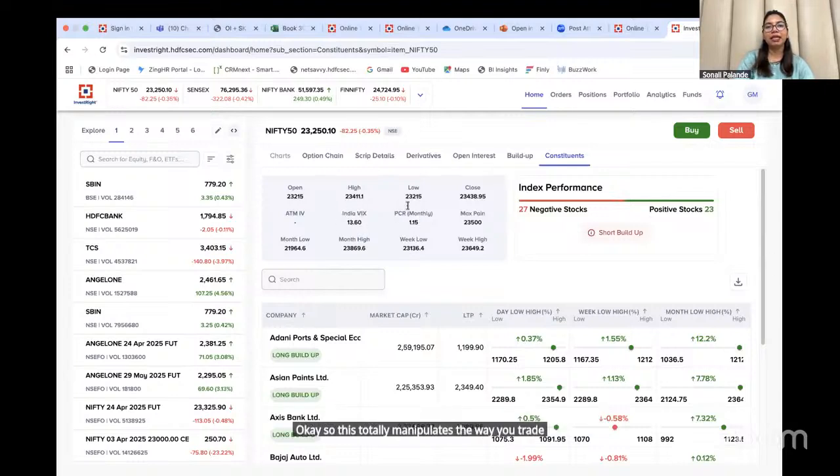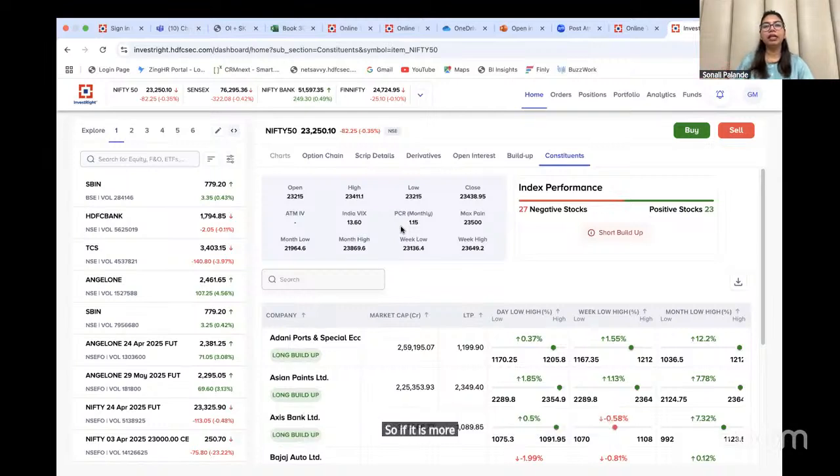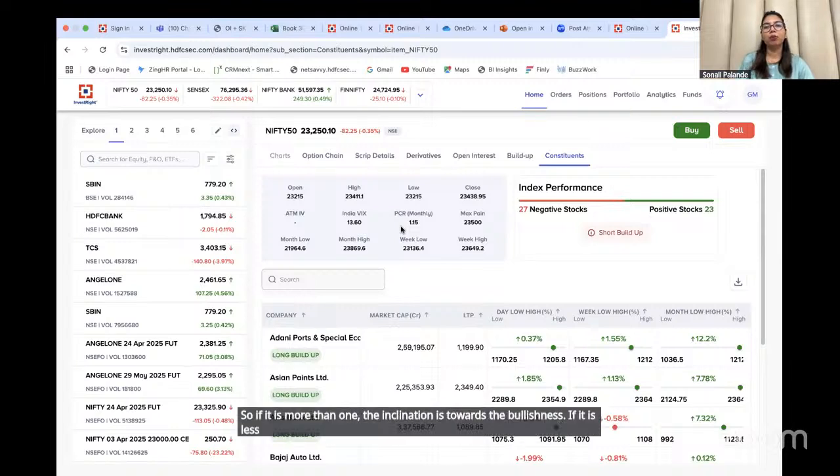Okay, this PCR also tells you that PCR is nothing but put call ratio. Put पर कितना OI है, call पर कितना OI है, overall number का ये ratio है. So if it is more than 1, the inclination is towards the bullishness. If it is less than 0.7 or 0.6, then it is very bearish. If it is near to 0.9, 0.8, it means that it is very neutral. Okay, so this can also manipulate which kind of trading strategy you choose.